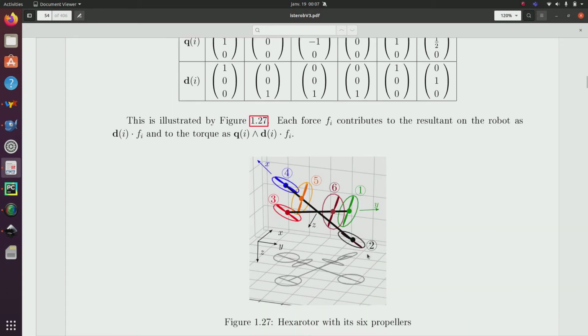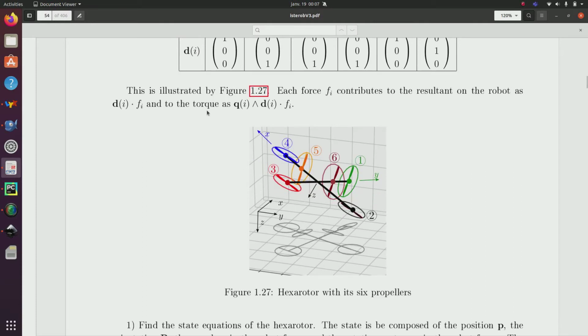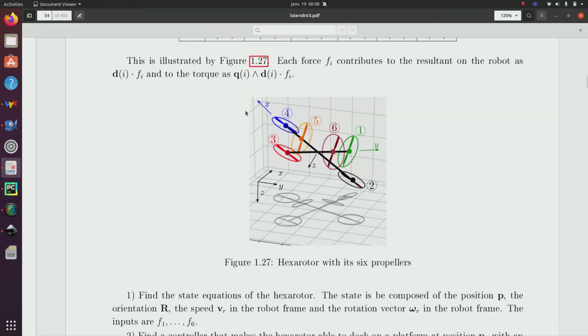We have an illustration which is given here with the expression of the force and the torque corresponding to each of the rotors. So for the first question, we have to find the state equation in order to be able to simulate this hexarotor. The state will be the orientation, the position of the hexarotor, but also the speed and the rotation vector. The inputs are the 6 forces F1 to F6. Of course, the Fi directly correspond to the rotation speed of each propeller.